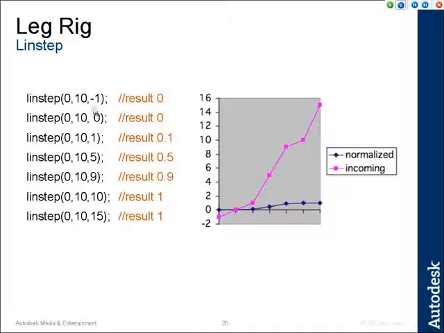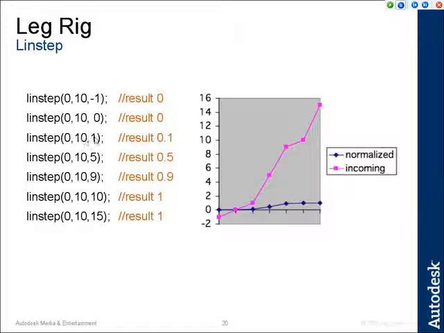Here we've got a couple of lin step commands. So we've got lin step 0 10 minus 1, 0 10 0, 0 10 1, 0 10 5, etc. Remember, this is the minimum value. Second column is the maximum value. Third column is the input value of what we're giving it. So if we have a lin step of 0 to 10, 0 being minimum, 10 being max, and negative 1 is the input, the result we're going to get is 0, just like clamp, because negative 1 is less than 0. If we have 0, we're still going to get 0, because 0 is going to be the same as 0. If we have a value of 1, 1 is between 0 and 10.